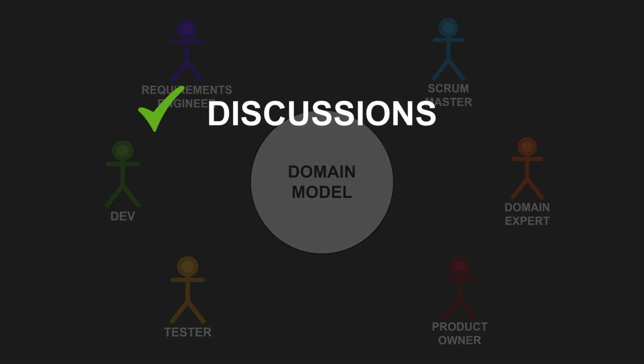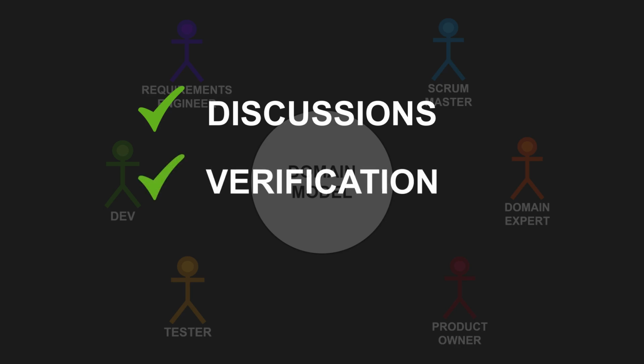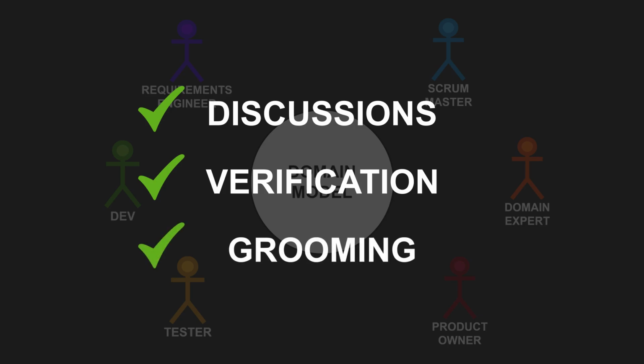It simplifies discussions and avoids misunderstandings. We can verify system behavior by checking it against the model. And when grooming new features, we can test for consistency with the model. A domain model also helps us write better requirements.